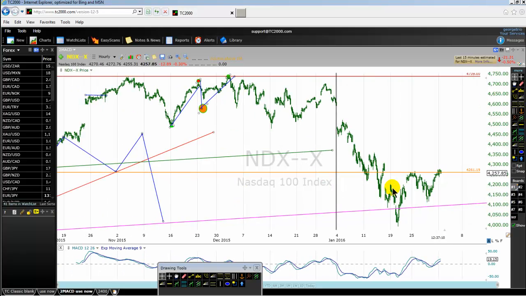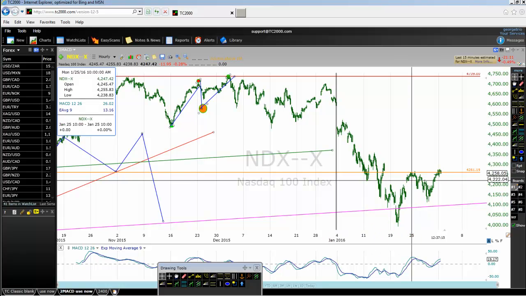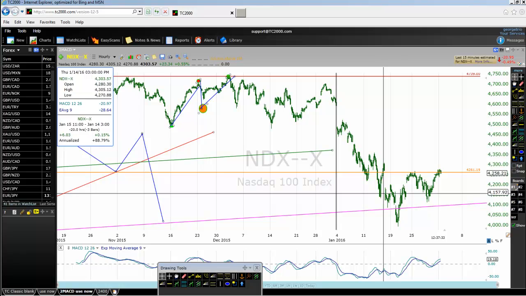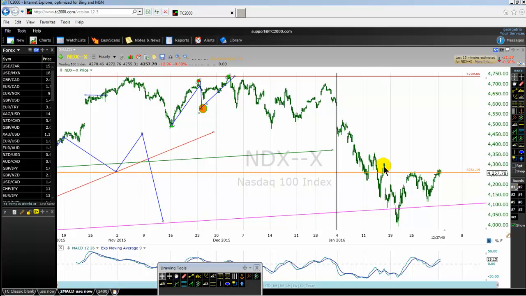I want you to pay attention to the orange line. You see here, on the 25th of January, the price hit that orange line, pulled back near the pink line here, and then went back to the orange line again. Also on the 14th of January, somewhere there, you can see the price gap down near the orange line all the way to the pink line here.